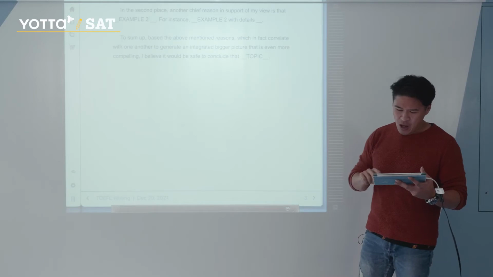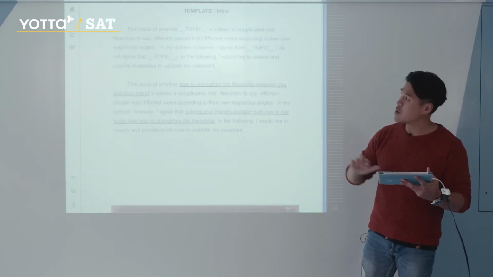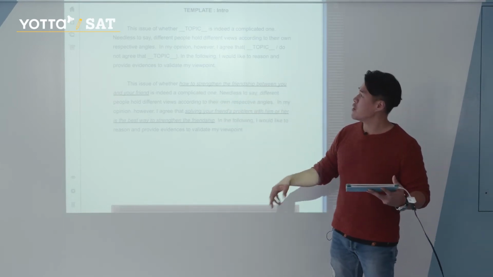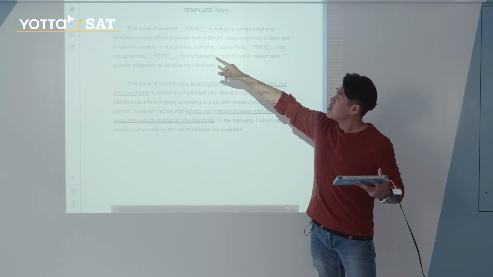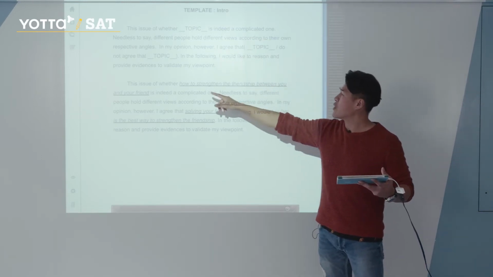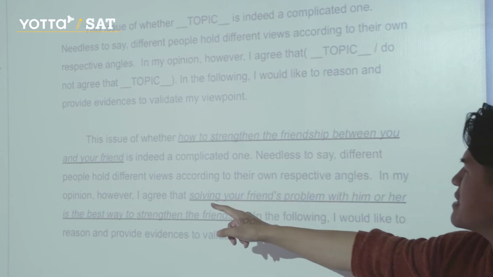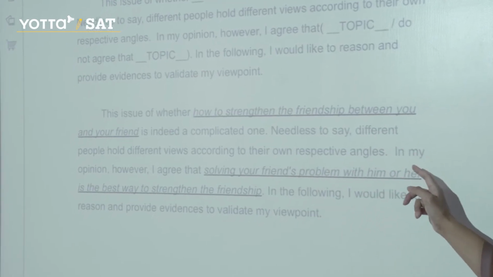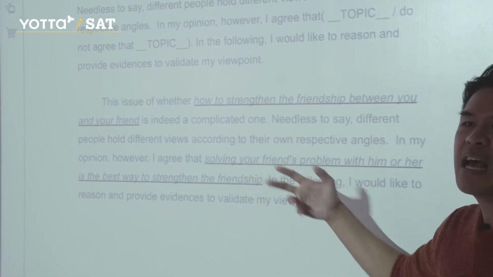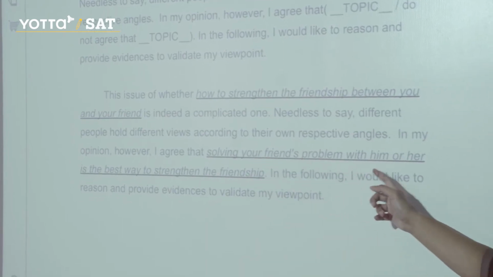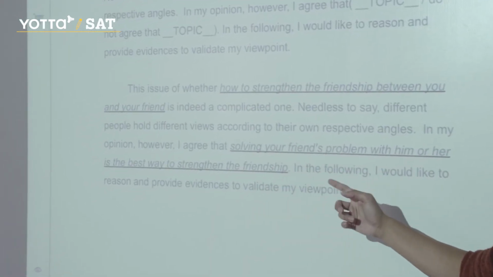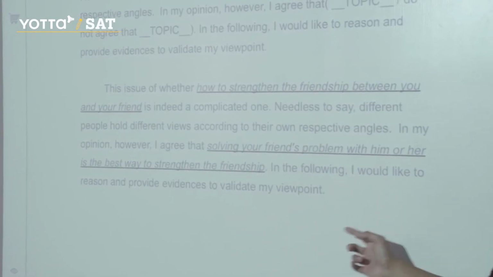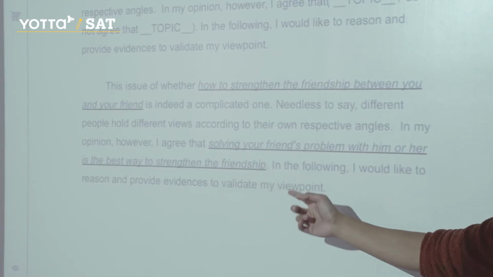So this is kind of how our template works. In the template right here, all the underlines are the things that we need to come up with by ourselves. The template reads: the issue of whether, and the topic, of how to strengthen the friendship between you and your friends is indeed a complicated one. Needless to say, different people hold different views according to their own respective angles. In my opinion, however, I agree that, and this is how you feel, solving your friend's problem with him or her is the best way to strengthen the friendship. So you're just repeating what the topic is. In the following, I would like to reason and provide evidence to validate my viewpoint.